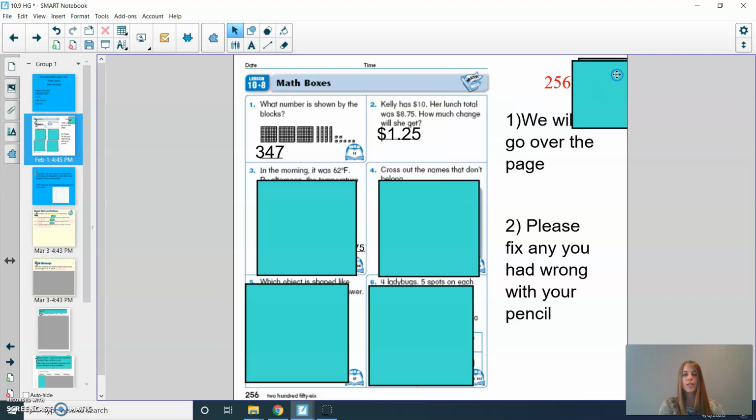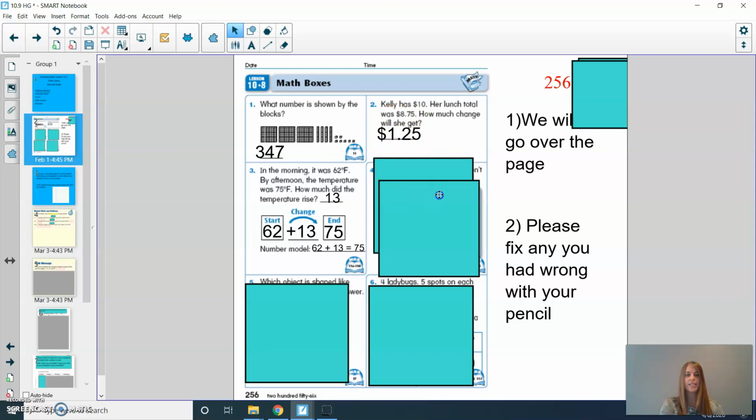Question number 2, Kelly has $10. Her lunch total was $8.75. How much change will she get? If I add 25 more cents, I'm at $9. And then $1 more, I would get to $10. So her total change is $1.25.